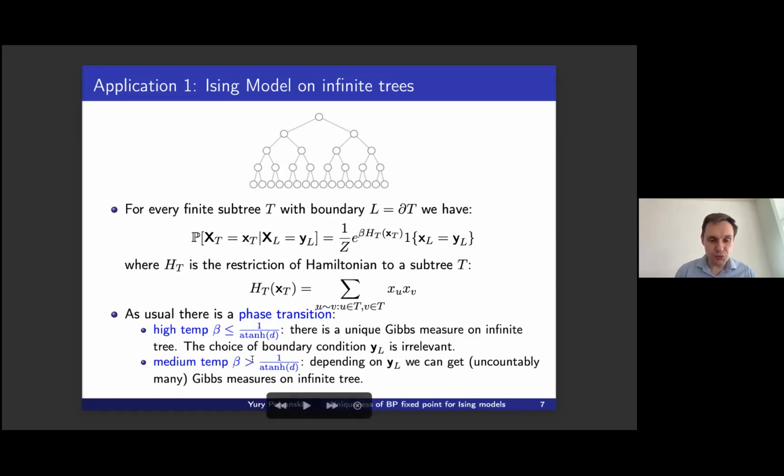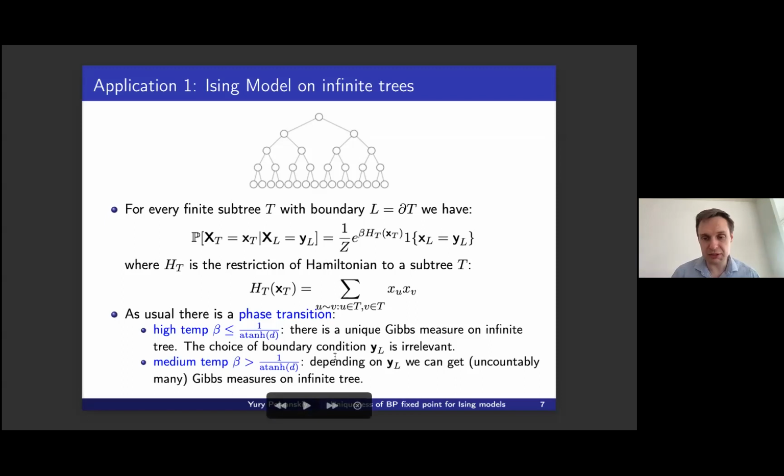Now, once you move into what I'll call the medium temperature regime, when beta is bigger than 1 over arctanh of D, then depending on how you set up these boundary conditions, you can get different Gibbs measures on the tree, on an infinite tree. For example, the two distinct Gibbs measures correspond to all-plus boundary conditions and all-minus boundary conditions. So in this regime of temperatures, those two measures are not the same.